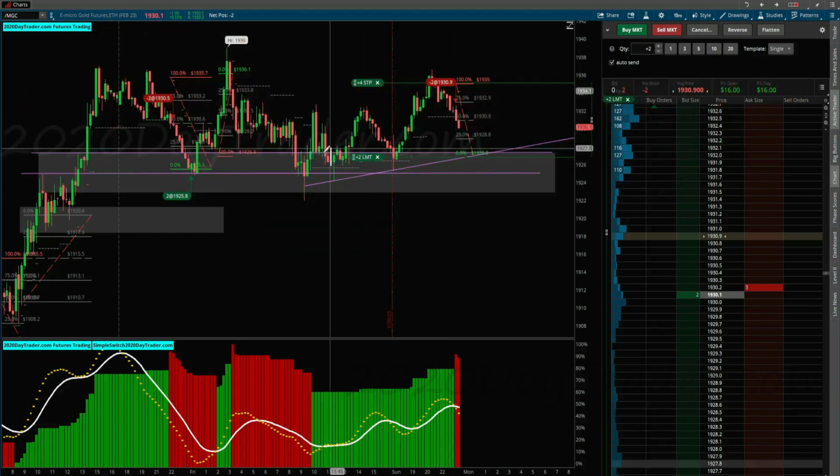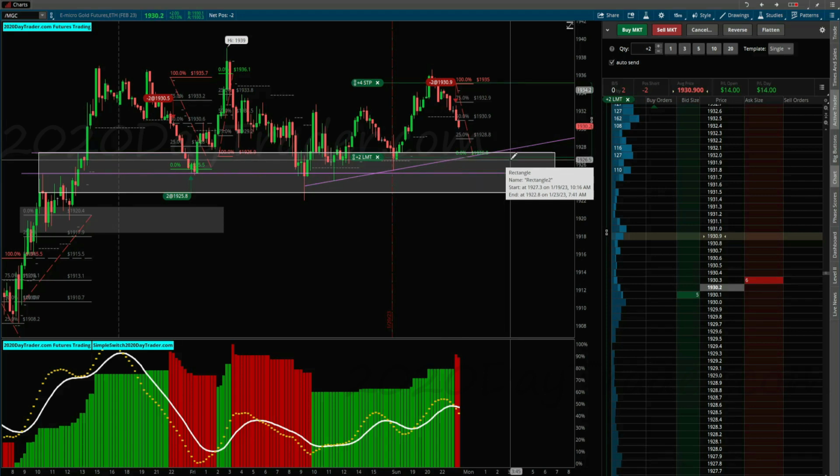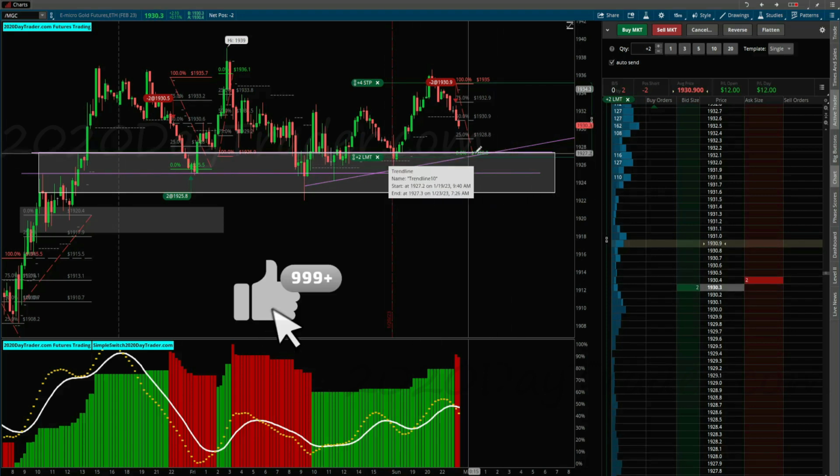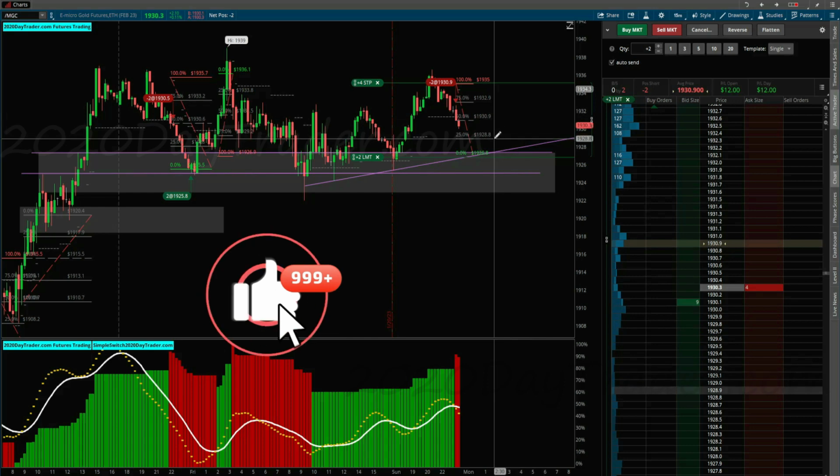So because of that, looking at that from a market structure standpoint, I'm not even going to bother trying to squeeze more out on this. I'm just going to go ahead and let this trade come off the table and call it a day.